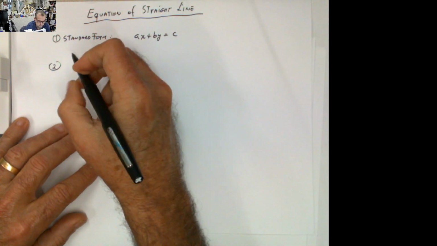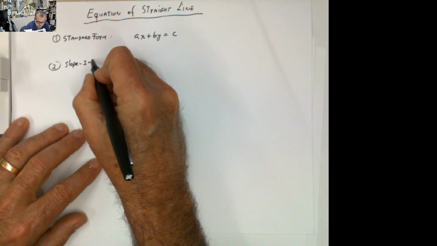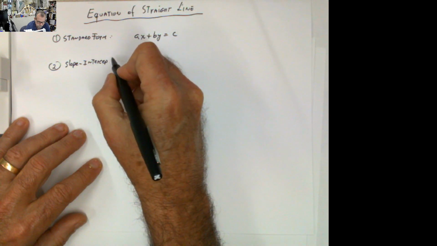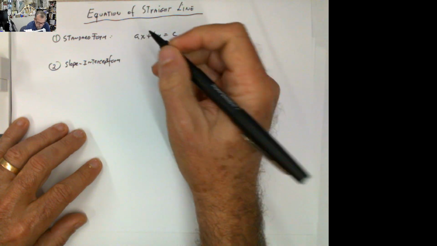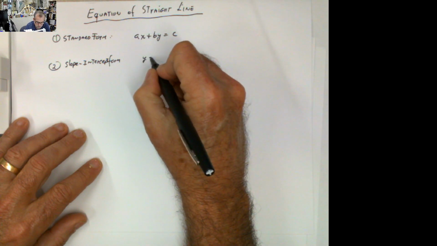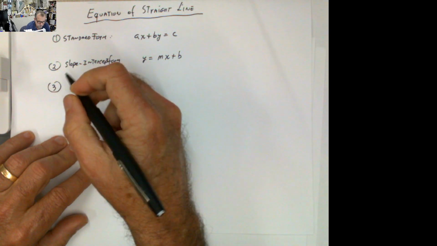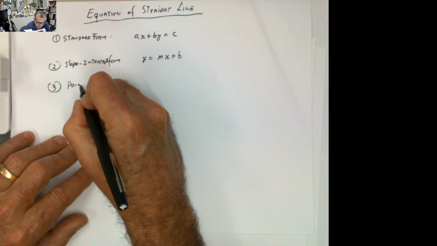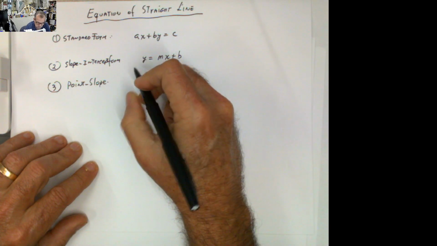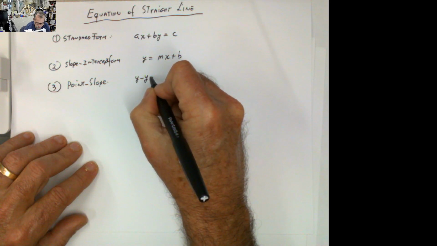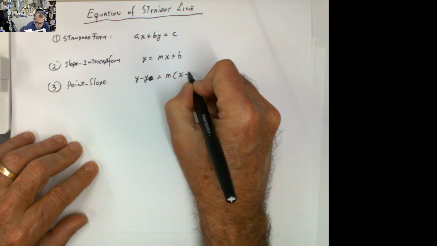The second one is the slope intercept form. I'm missing a t here. Intercept form. This is y equals mx plus b. And the third one will be the point slope form. And this is something like y minus y1 equals m that multiply x minus x1.